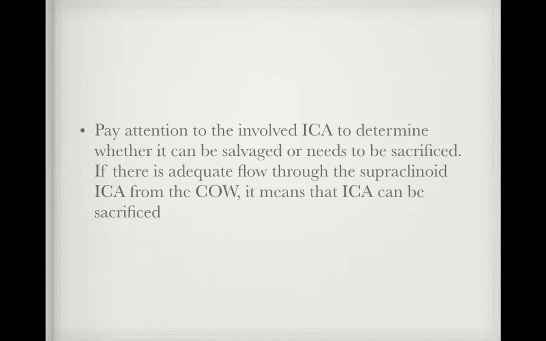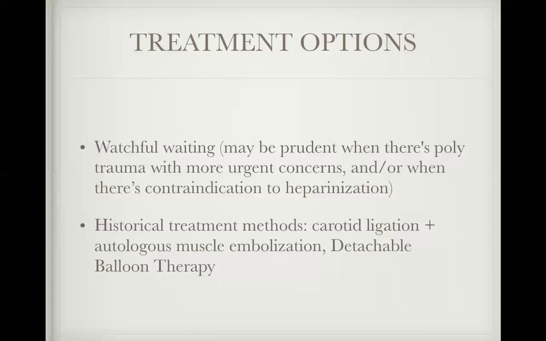Also, on deciding how to manage the patient, you may want to see if you can salvage the ICA or if you can sacrifice the ICA. And to say that if you're able to get adequate flow through the supraclinoid ICA from the circle of Willis, then it means that the ICA can be safely sacrificed, because that means that the flow to that part of the brain is adequately maintained by the circle of Willis. Now, what are the treatment options?